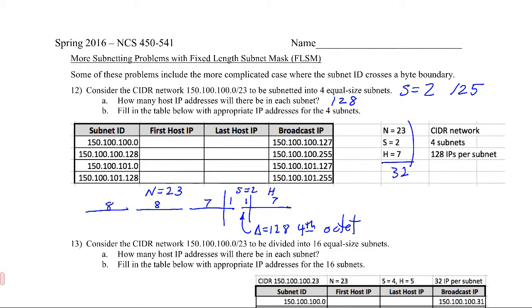We're going to start off with an N equals 23 CIDR network. We're going to cut it down to 4 /25s, making a /23. So I hope that helps on this one.